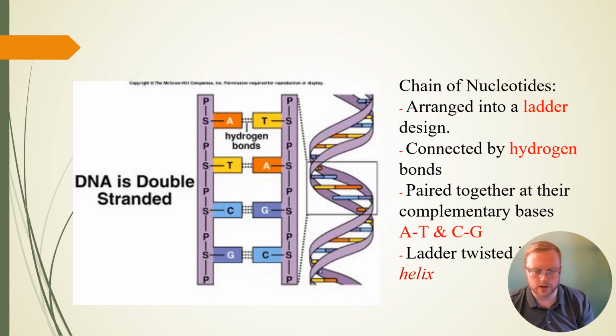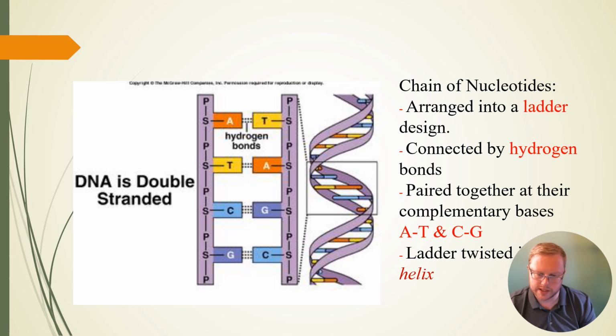As you can see here, DNA is double-stranded. We have one strand here and one strand over here. And you have it where A always pairs with T, T always pairs with A, C always pairs with G, and G always pairs with C. And these are connected by hydrogen bonds, as you can see right here. And this ends up arranging itself into a double helix.